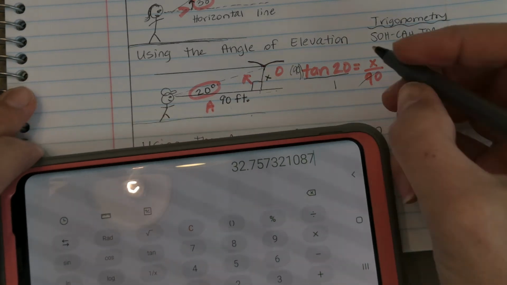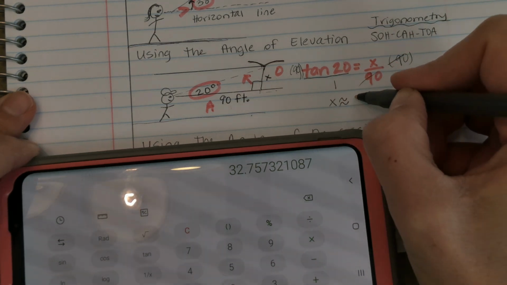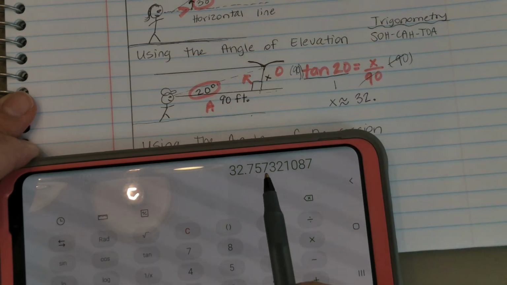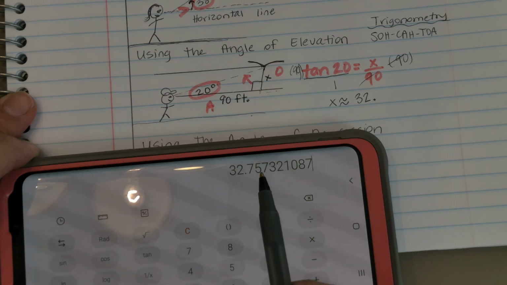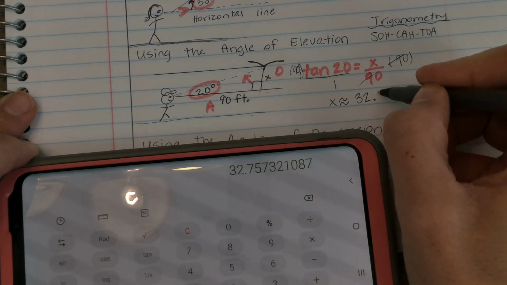Okay, so that gives me x is approximately equal to, because I have to round it, 32.757. I'm going to round to the nearest hundredth on this one. So that would be rounding to the 5, but I look to the right, it's a 7, so I round up. So it's going to be 32.76.